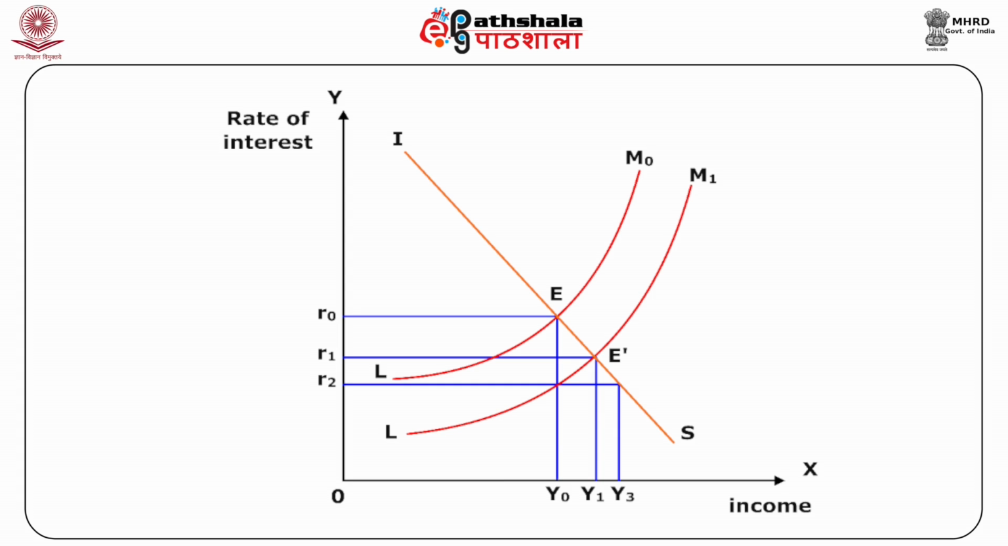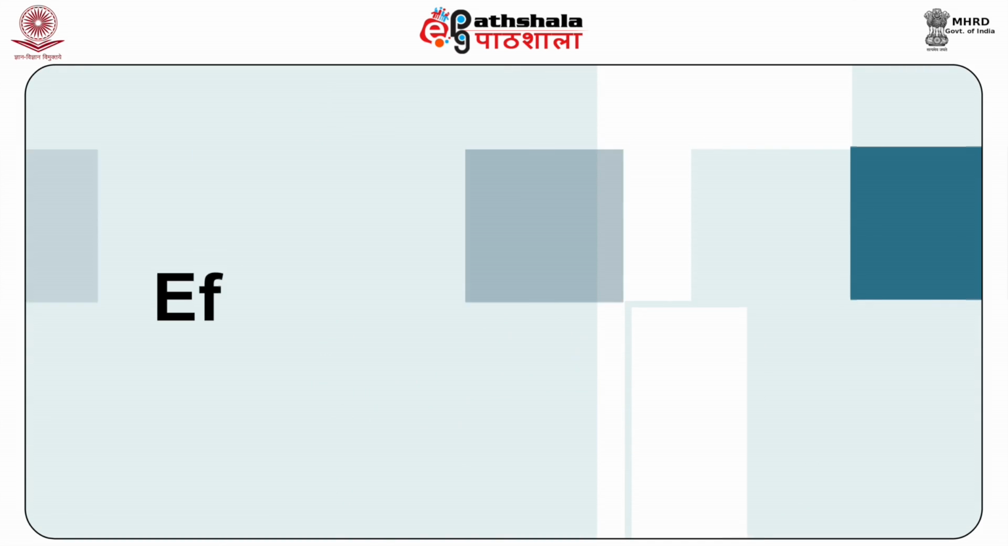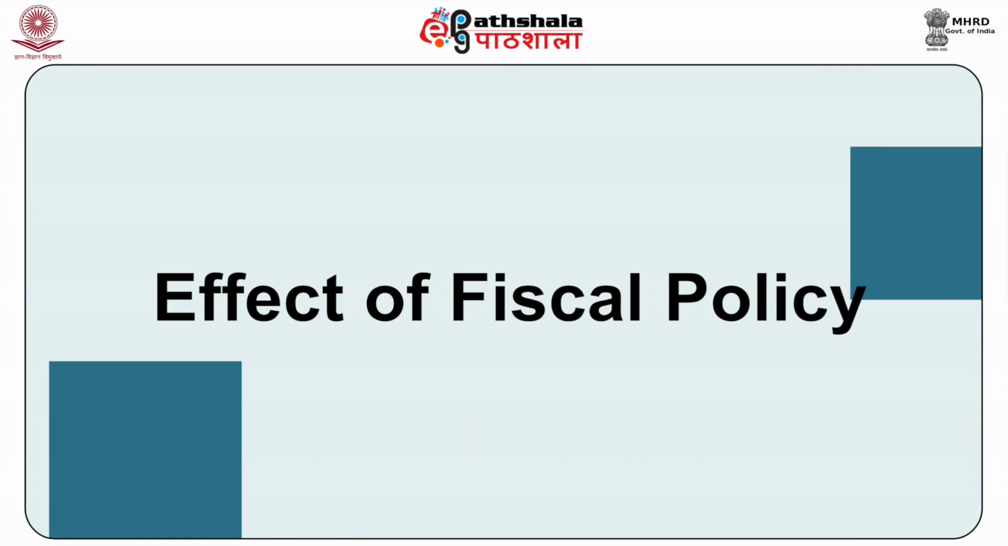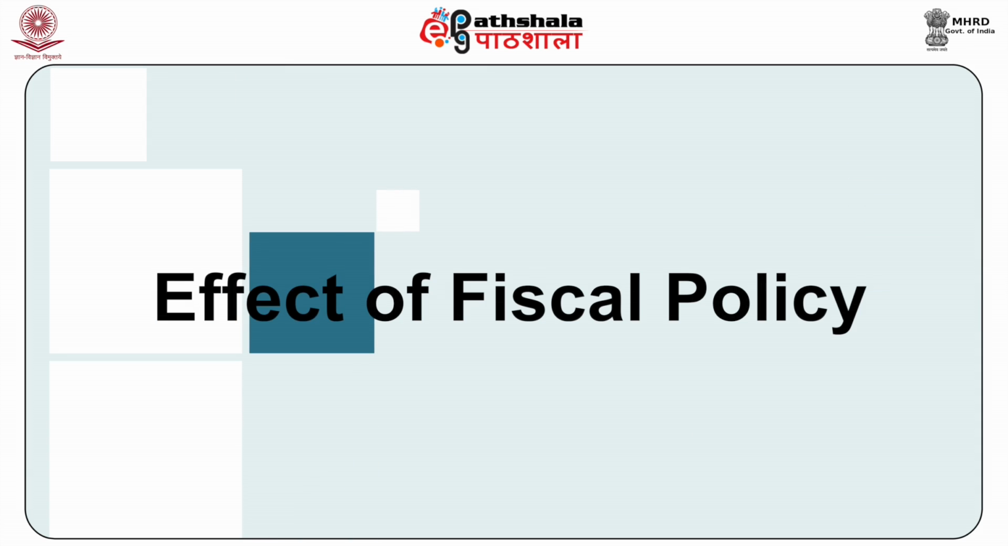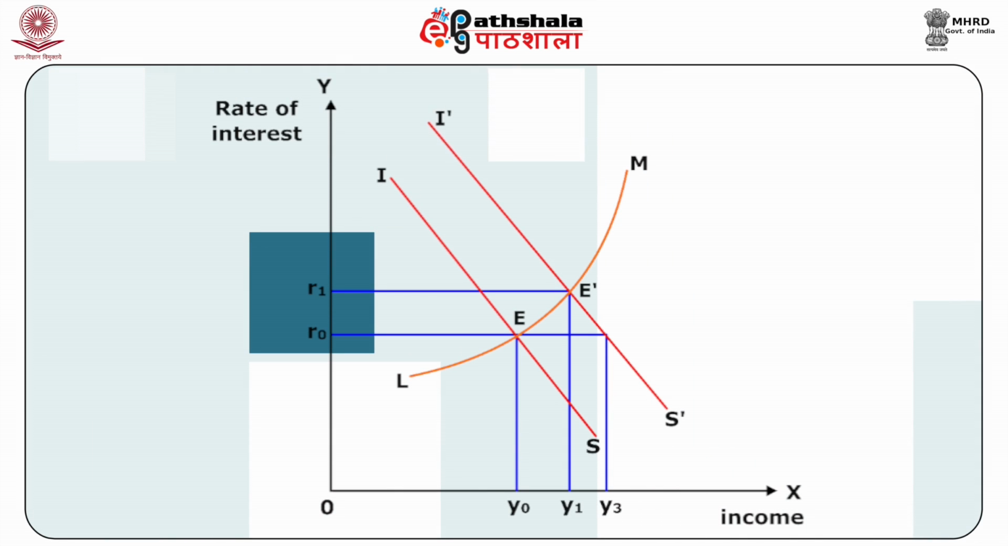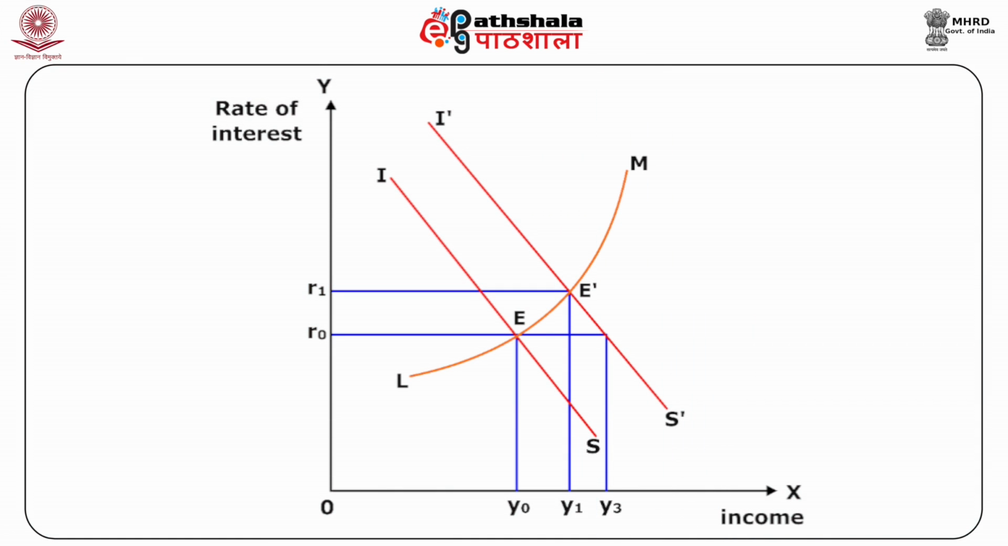Now let us consider fiscal policy. The IS function is IS and the LM function is LM. They both intersect at the point E such that the rate of interest is R0 and the level of income is Y0. This is the original equilibrium. Nothing has yet happened in the economy.